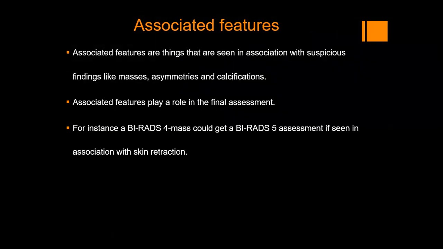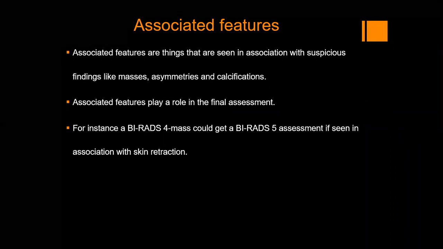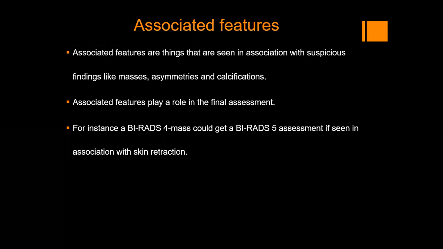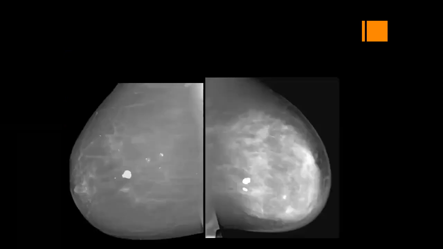So the associated features are also important, and we'll go through these associated features related to skin thickening, parenchymal thickening, trabeculation of the connective tissue within the breast and Cooper ligaments, nipple changes, retractions, thickenings, lymph nodes, associated calcification, and associated architectural distortions, all having clinical significance. When present, they might upgrade the lesion, especially if a combination of abnormalities is present in the same mammogram, it might upgrade from category 4 to 5.